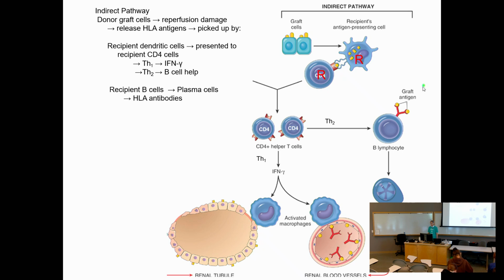And then they also can be picked up by the B cell receptors on recipient B cells, and then with the help from CD4 cells, you're eventually going to make anti-HLA donor antibody.